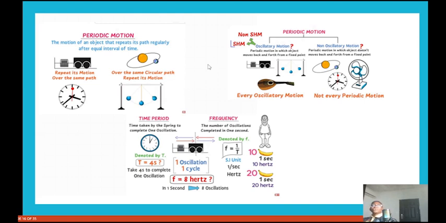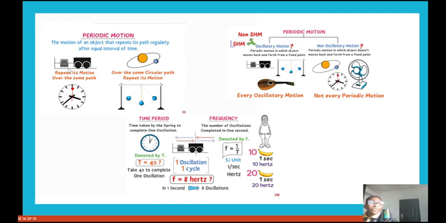So now we want to go to periodic motion. Periodic motion is the motion of an object that repeats its path. This is just a kind of summary, because we're going to do simple harmonic motion, a to and fro motion. So it is the motion of an object that repeats its path regularly after equal intervals of time. It continues to move forward and backward, just like someone told to be moving to the front, to the back, to the front, to the back. That is what is called periodic motion.